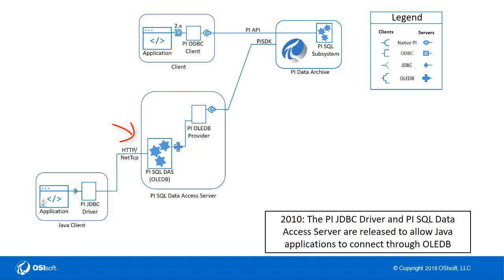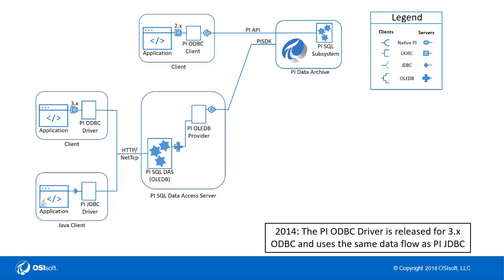This, as shown here in the diagram, provides a secure channel using either HTTP or NetTCP, and it passes the JDBC query from the client application to the PyOLEDB provider. Then the PyOLEDB provider will speak to the PyData archive on its behalf. When the results come back, the PySQL Data Access Server will provide the result sets back to the PyJDBC driver and the Java application.